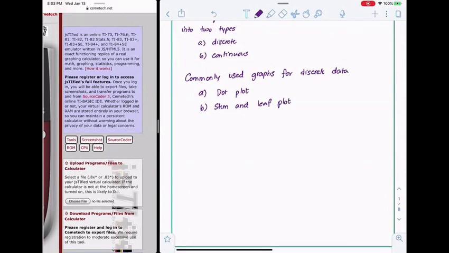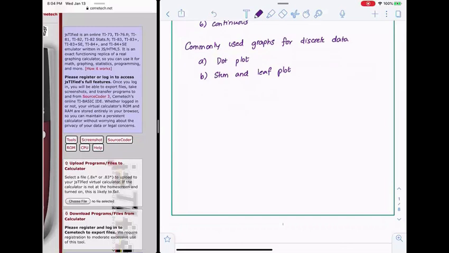These days, there are other types of plots, a whole lot of plots. If you go to Google and just type statistical plots, you could see hundreds and hundreds of plots, done in different ways. But the basic foundation contained only two types, which was dot plot and stem and leaf plot.